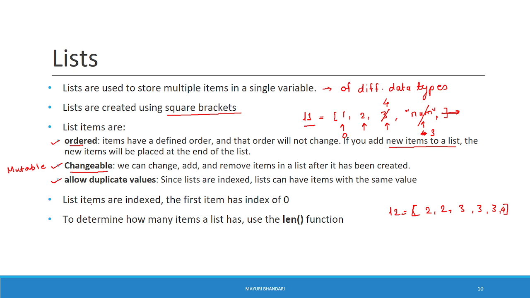Then as I told you, list items are indexed and the first item has index of 0. Then to determine how many items the list has, we can use len function. Just like string, on list we have len function which will give you number of items present in the list.